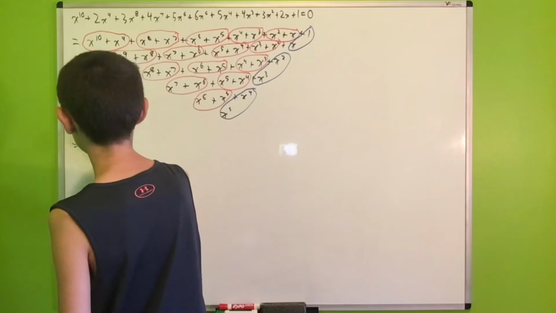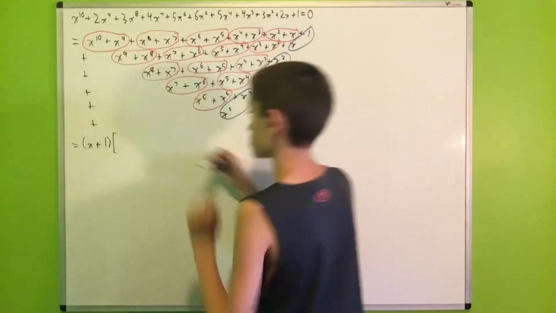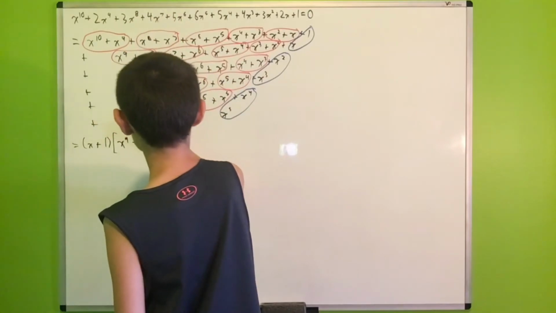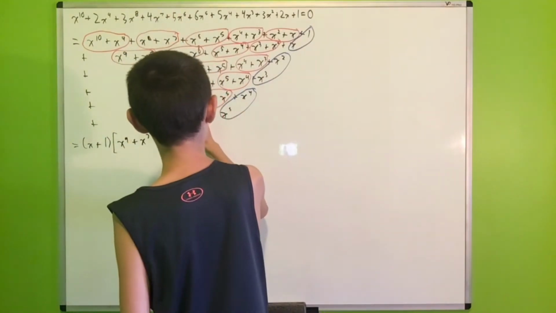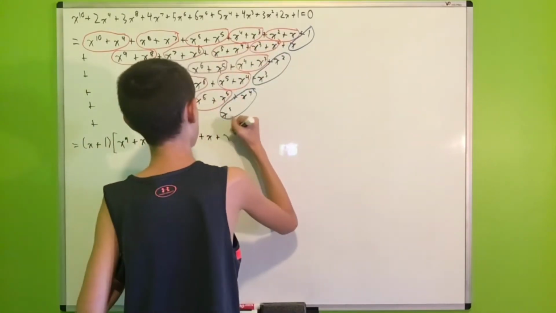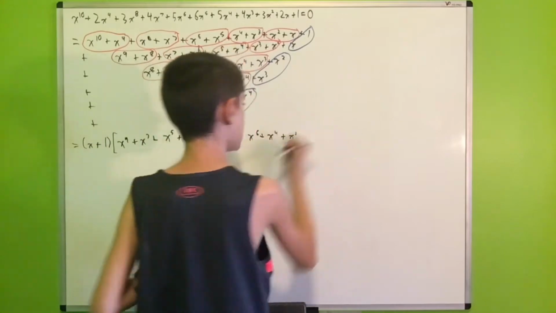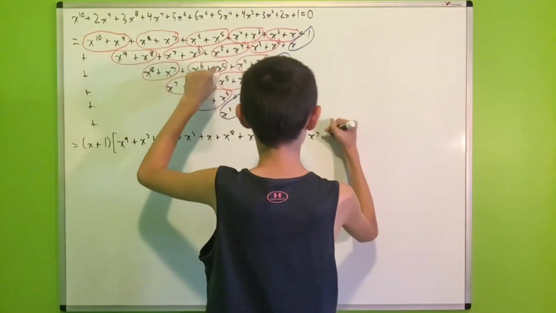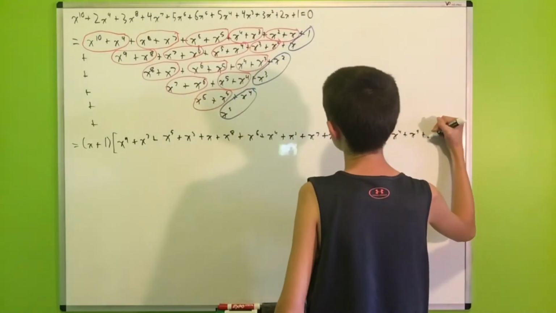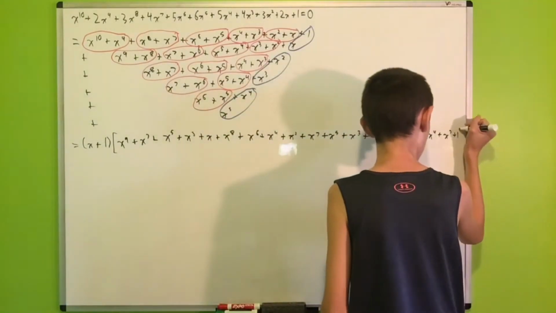So we will have x plus 1 times, okay, let's see. Here we'll have x to the 9th, x to the 7th, x to the 7th, x to the 5th, x cubed, this is simply an x to the 8th, x to the 6th, x to the 4th, x squared. I hope you see what I'm doing there. x to the 7th, x to the 5th, x cubed, x to the 6th, x to the 4th, x to the 5th, and all these new terms. Plus, let's see, x to the 4th plus x squared plus 1.